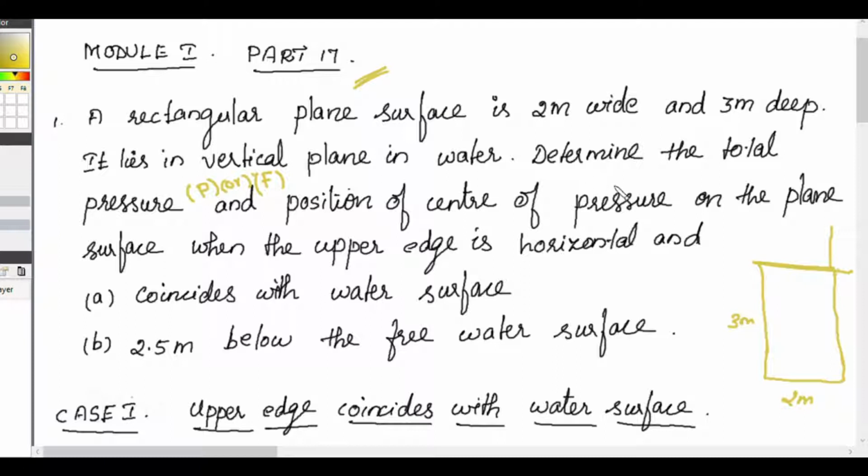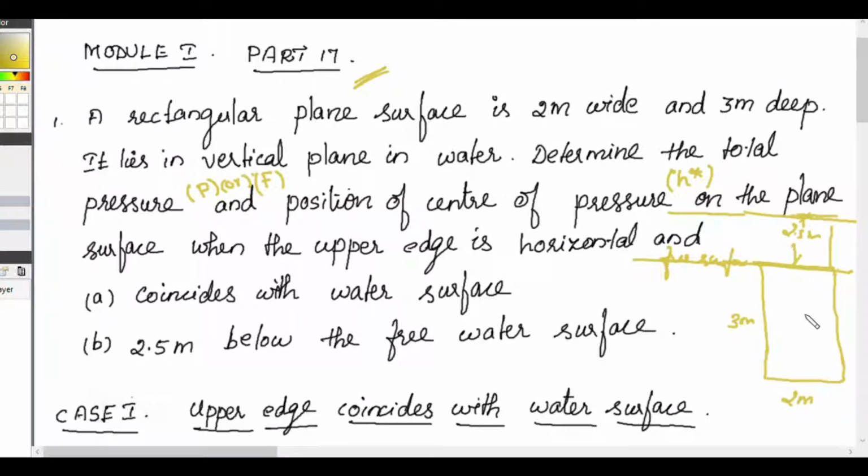And position of center of pressure is represented by H star. We need to find P and H star for two conditions. One is when the upper edge coincides with the water surface, that is, the free surface of water will coincide with the upper edge. And in the second case, it is 2.5 meter below the free water surface. That means in the second case, the free water surface will be 2.5 meter above the upper edge.